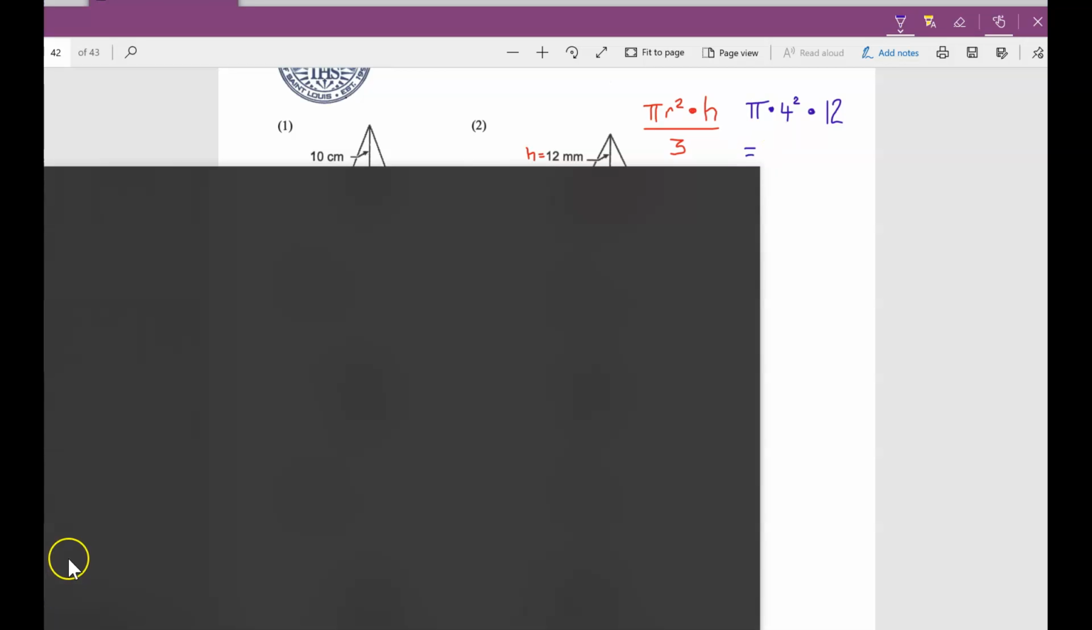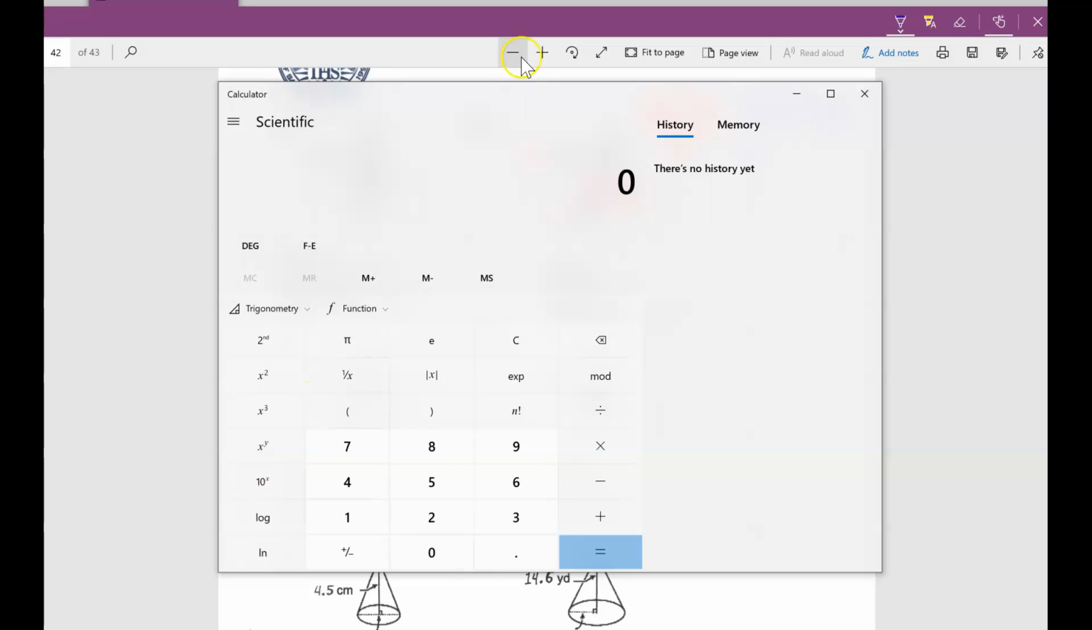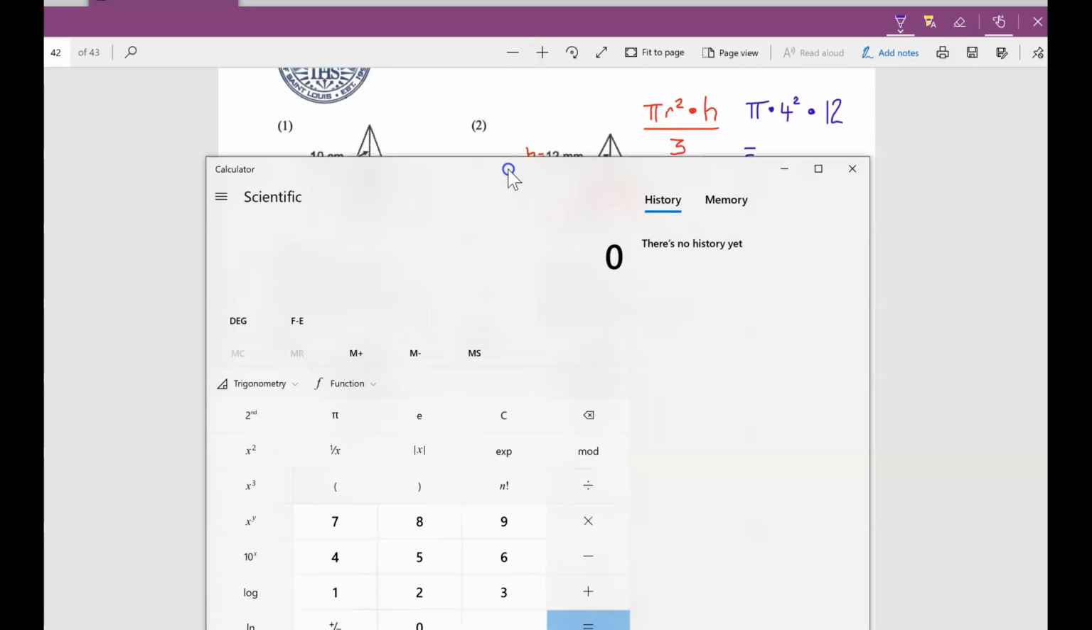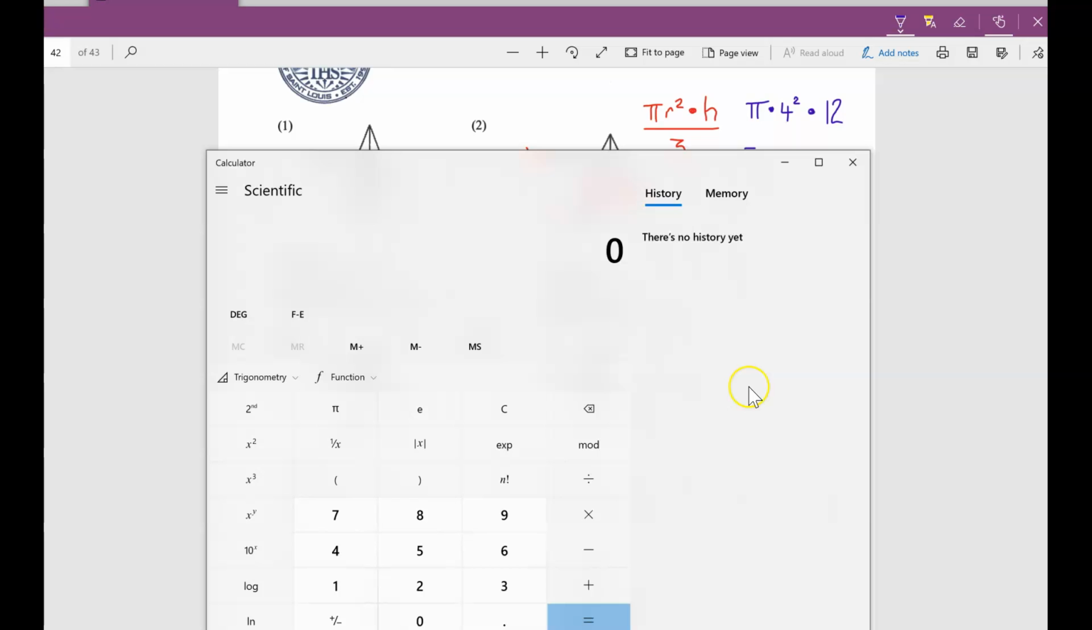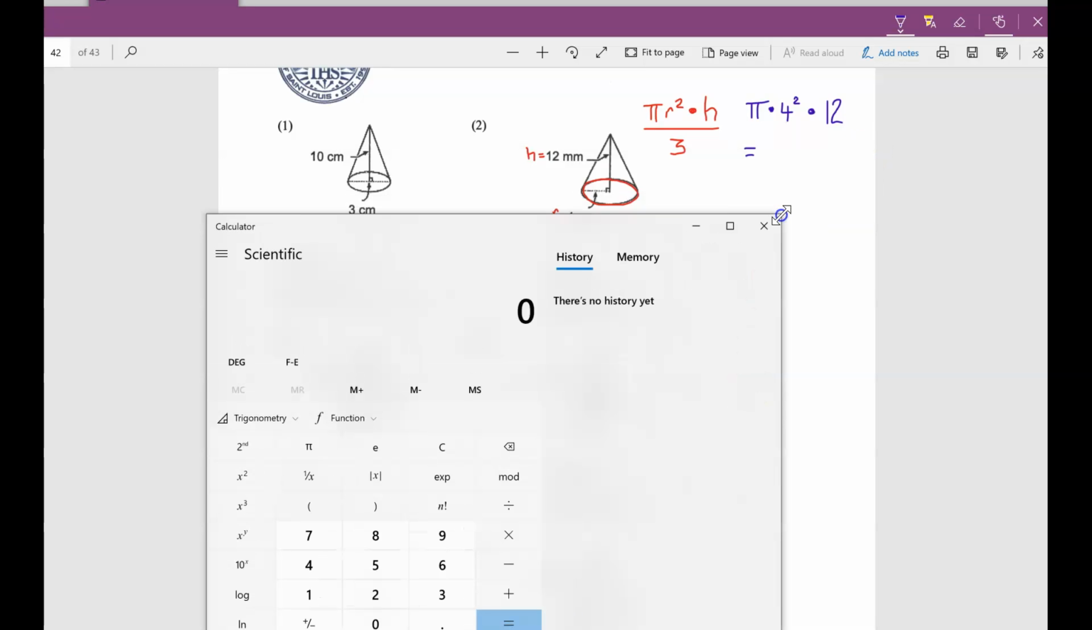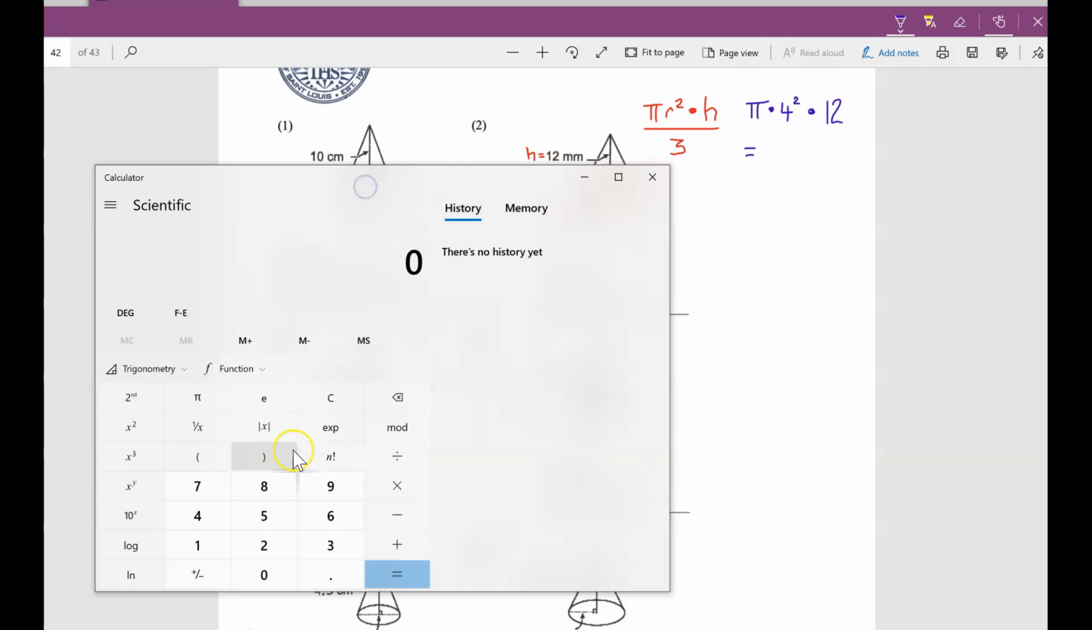Let's pull up the old calculator. Remember, if you don't have a calculator at home, there should be one like this built into your laptop. There are also scientific calculators online that you can find through Google. So let's do 3.14 for pi times 4 to the second power, we know that's 16, times 12. That's 602.88. And if this were a cylinder, that's where we would stop.